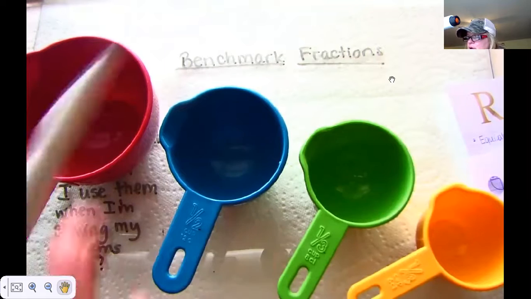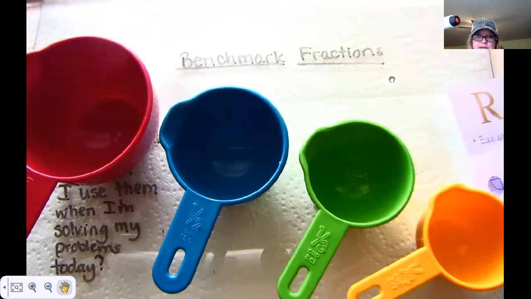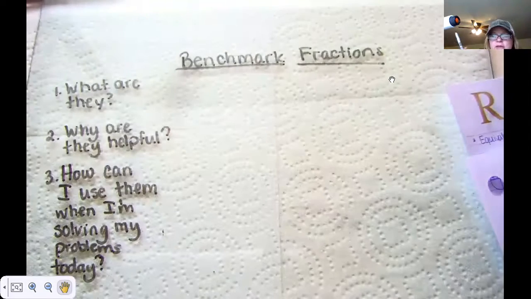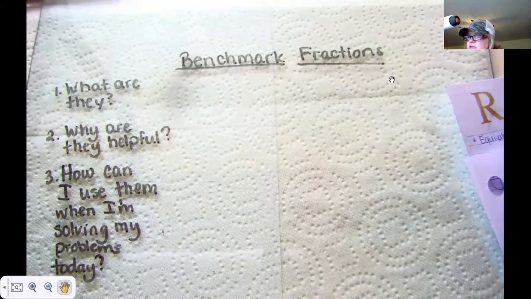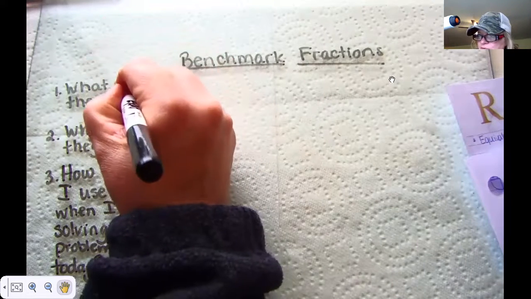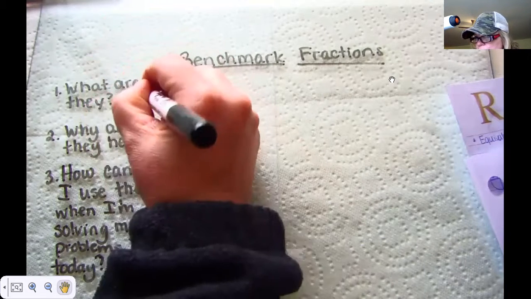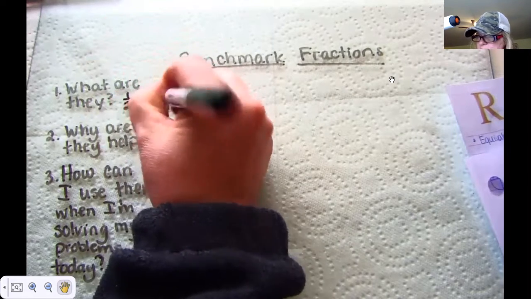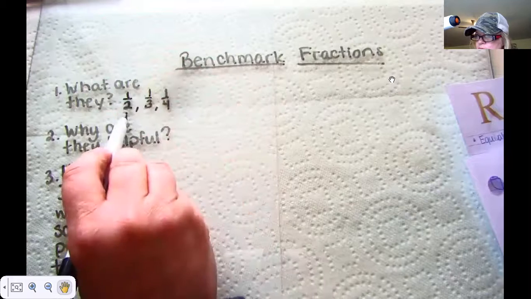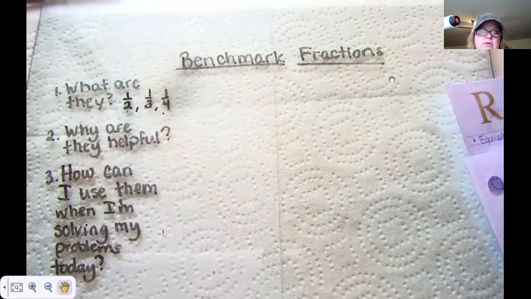So here are our benchmark fractions that we're going to talk about today: 1/2, 1/3, and 1/4. Super important. And that idea is like a benchmark that you can go to in your mind. It's always there and you see it every time. So our benchmark fractions we're going to use are 1/2, 1/3, and 1/4. And again, I've listed them in order from greatest to least.